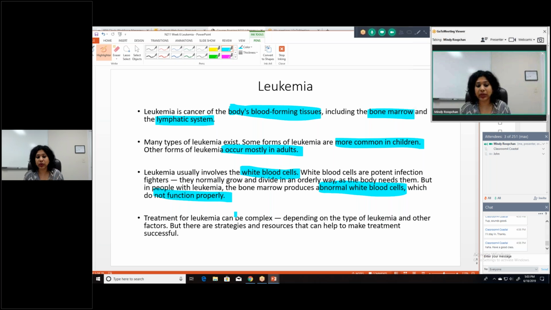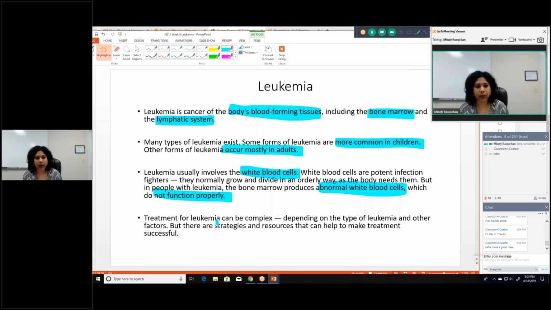So the treatment for leukemia is going to be complex. It depends on the type of leukemia and the factors associated with it. You know, there's strategies and resources to make treatment successful. I'm sure you guys see commercials all the time for cancer treatment centers and what they can do to help. But we have to figure out the type of leukemia, the factors that surround it, and what needs to happen as treatment, palliative care. How can we help this patient that has leukemia? What type of leukemia do they have?